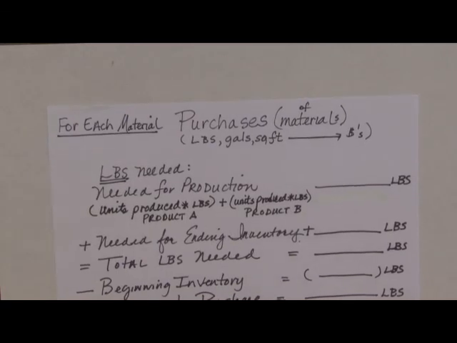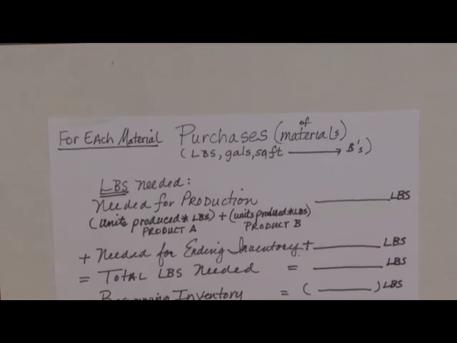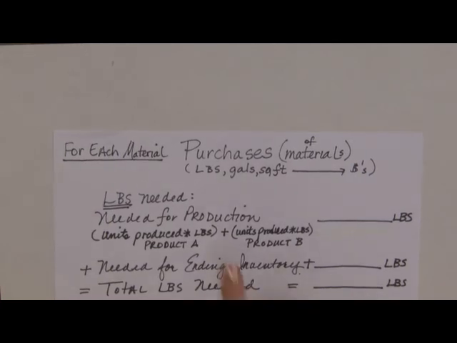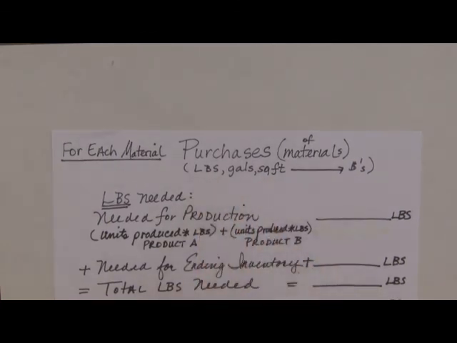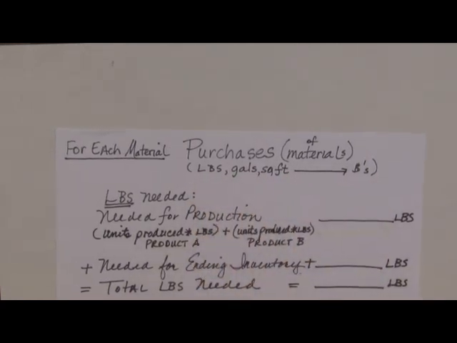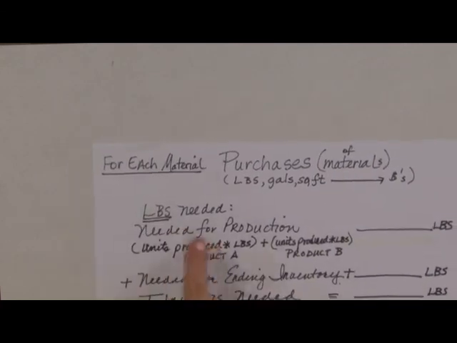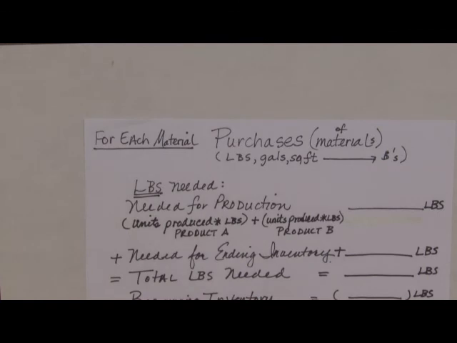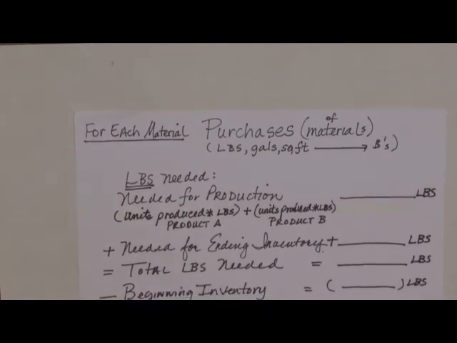Likewise, on the purchases budget, we will compute the purchases budget using either pounds, gallons, square footage, some type of unit. And then at the very last step of the budget, we will convert to dollars. We must use this calculation that you see below for each material. You cannot combine your materials.